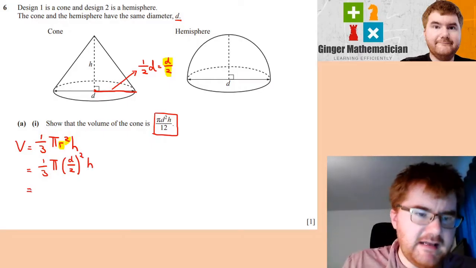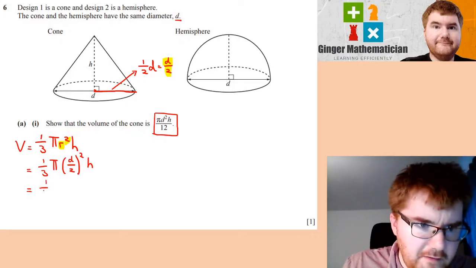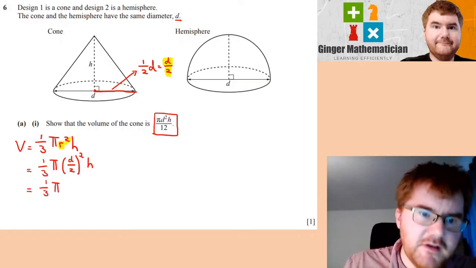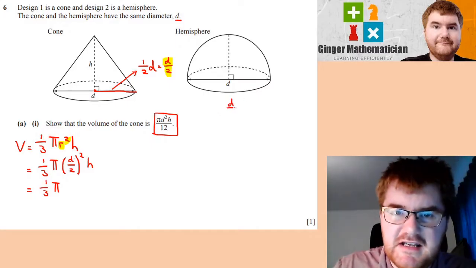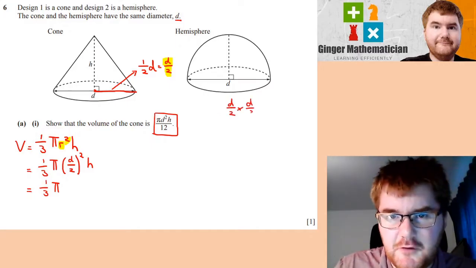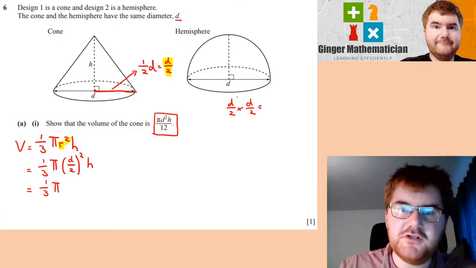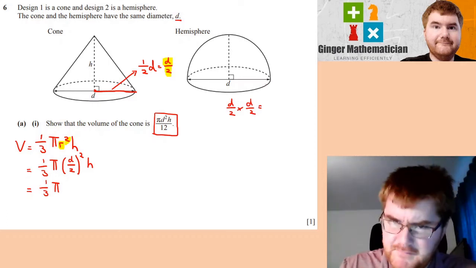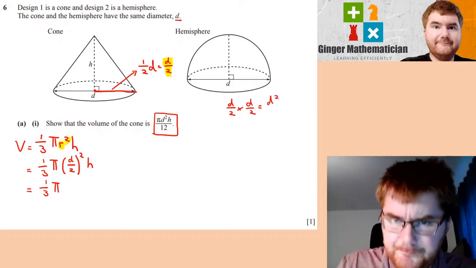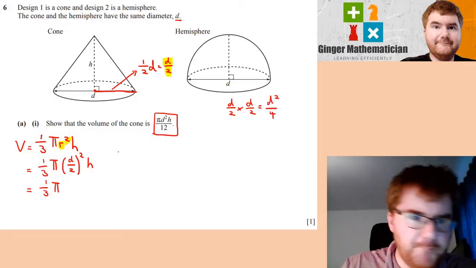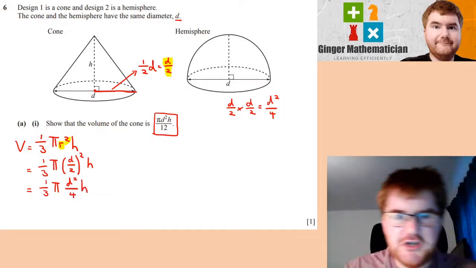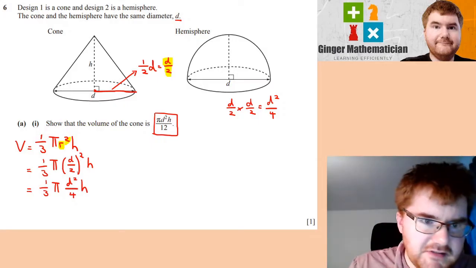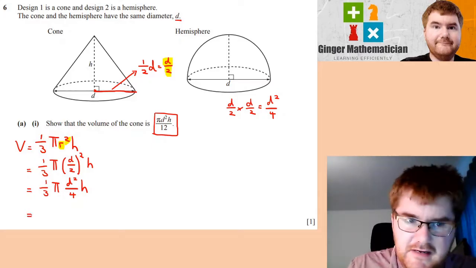Right, let's see if we can get further through this. So we've got 1/3 pi. Now if we're squaring, it's timesing by itself. So essentially what we're doing here is d over 2 times d over 2. So to multiply fractions, we times the tops and times the bottoms. So d times d is d squared, and 2 times 2 is 4. So I'm going to replace this now with d squared over 4 times h, and we're kind of getting there now. So we're just going to sort this out.